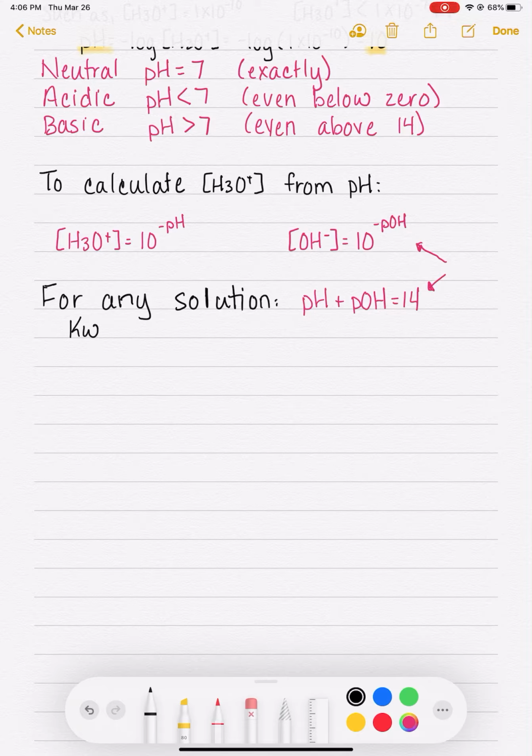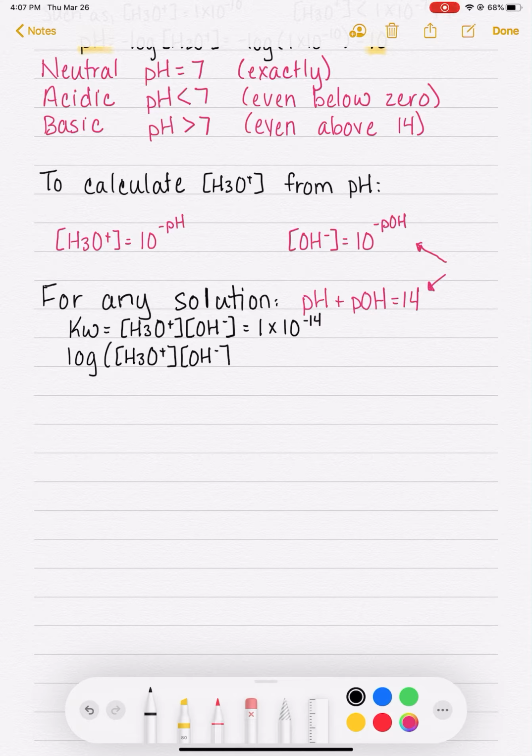So one of the things in the last set of videos that you looked at was the Kw equation. Kw equals H3O plus times OH minus, the equilibrium expression for water. And I told you that that was equal to 1 times 10 to the minus 14. Now, bear with me. We can take the log of H3O plus times OH minus and make that equal to the log of 1 times 10 to the minus 14.